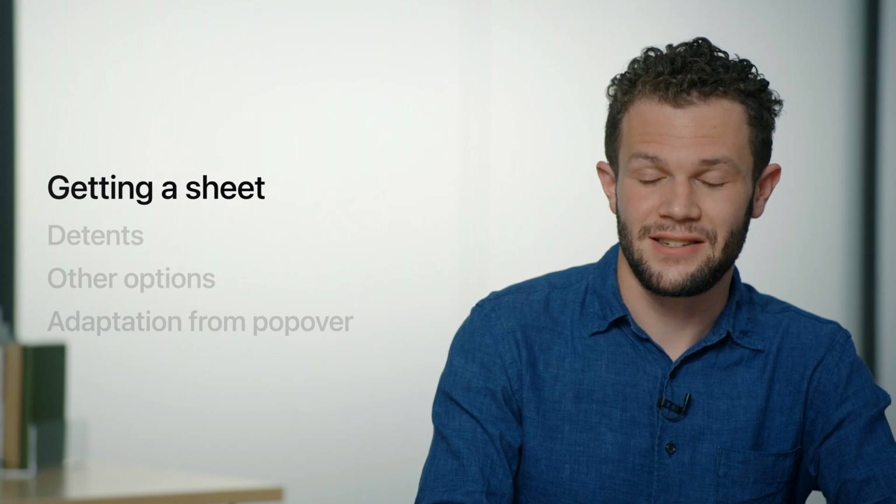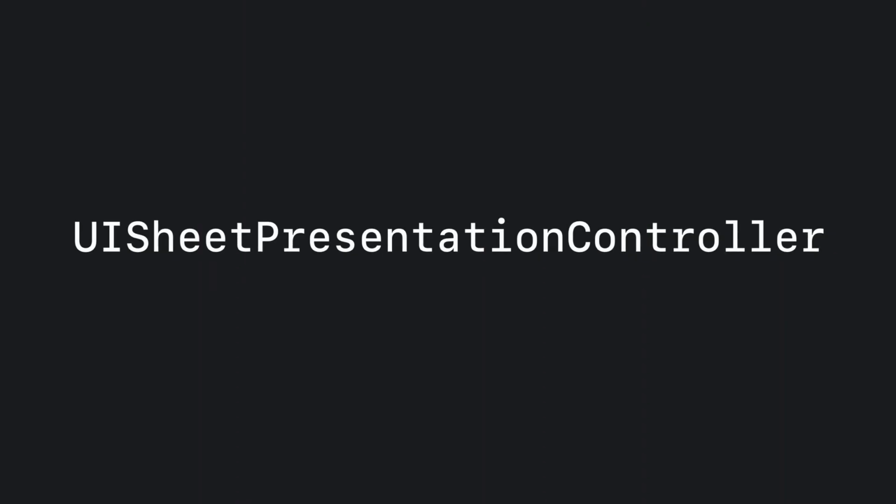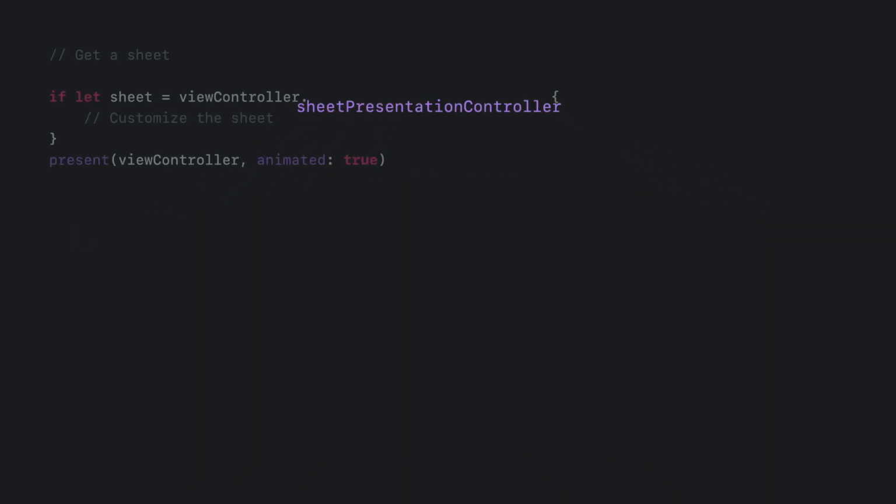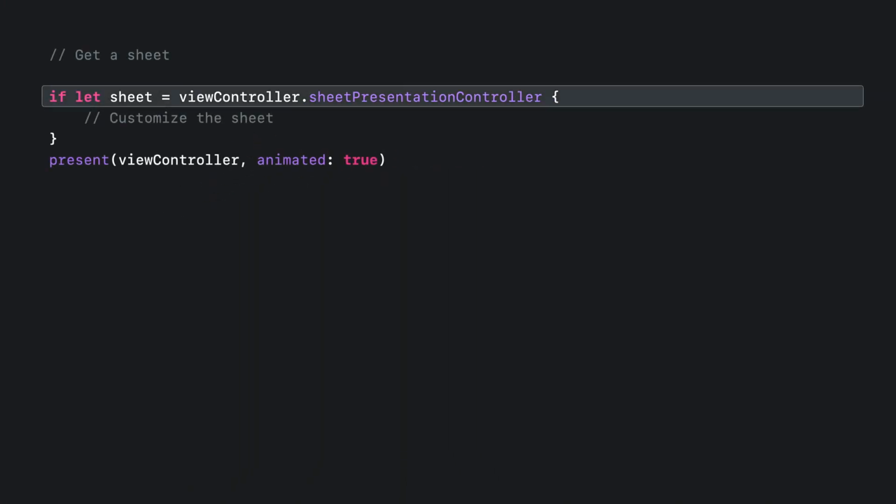A sheet is an instance of a new UIPresentationController subclass called UISheetPresentationController, and all of the customization options are exposed as properties on this class. The typical way to get an instance of this class is to read the sheetPresentationController property on a view controller before you present it.